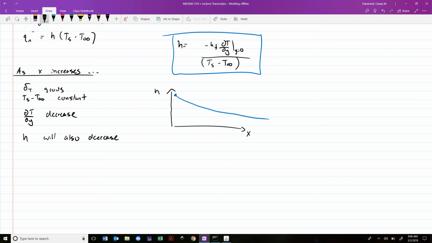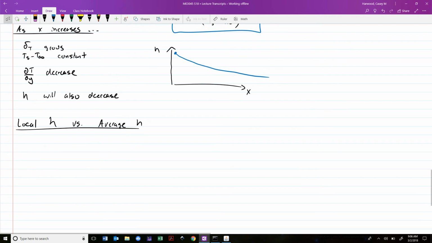As a final thing here, this sets up this idea of local h, our local convection coefficient, and we want to contrast that to the average h. So let's say we have some object, it doesn't need to be a flat plate. Let's say we have some weird shape, we'll say this is a potato, which is hot, and we have some flow past the potato.